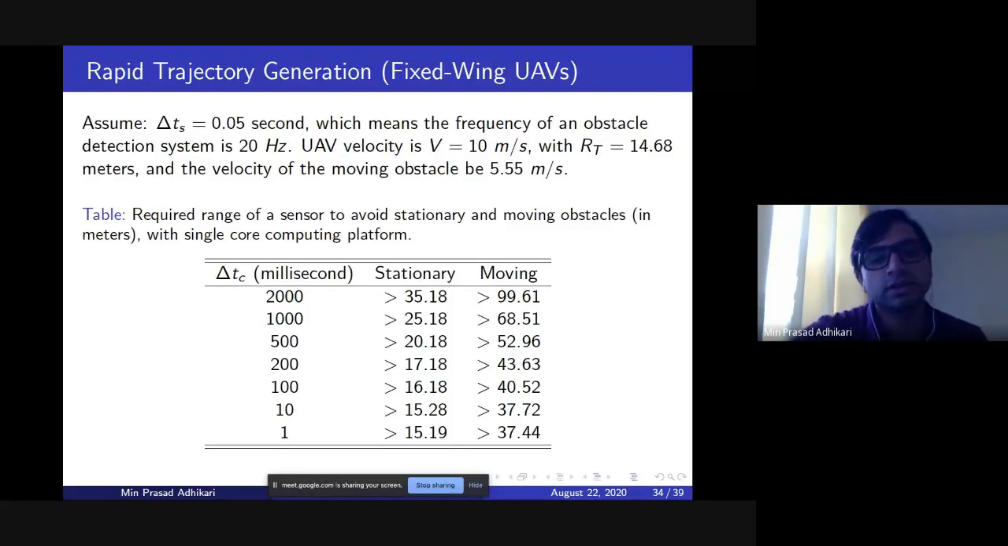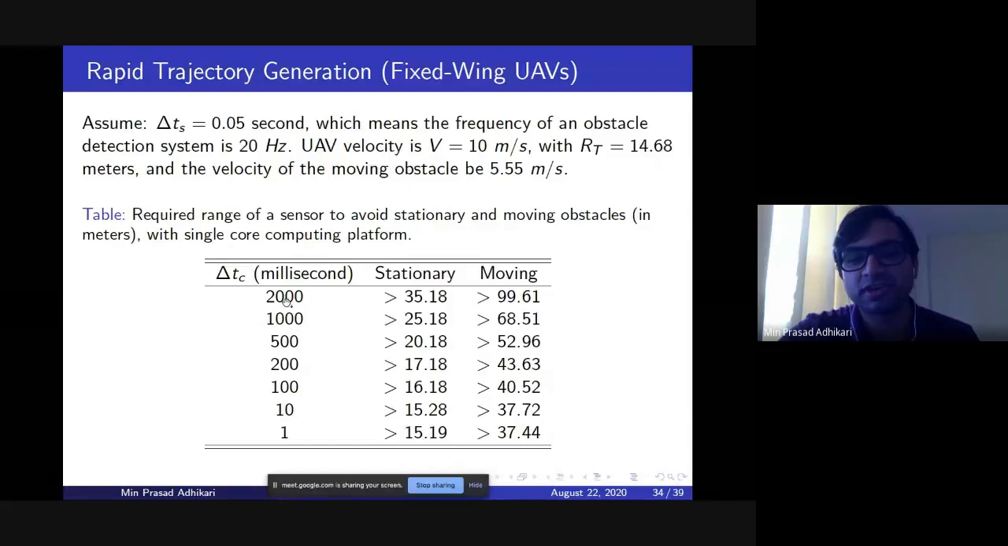Then in that case, when you have a solution time of 1 millisecond, this is at least the minimum range for stationary obstacles, and 37.44 is the minimum range we need to be able to see for a moving obstacle. One thing to notice is that I don't find much difference in the required sensor range going from 1 Hertz to 200 Hertz, even 500 Hertz maybe, but there is a catch here. You could even try 2000 milliseconds, meaning 2 seconds, if your sensors can see really far, but there is definitely a catch with this.